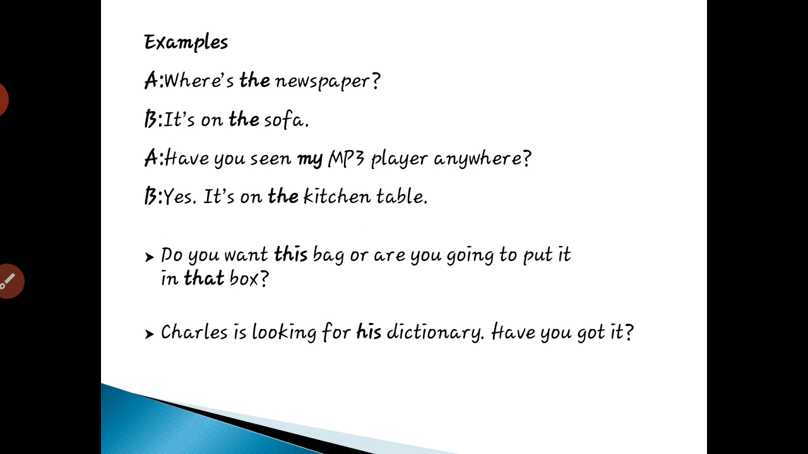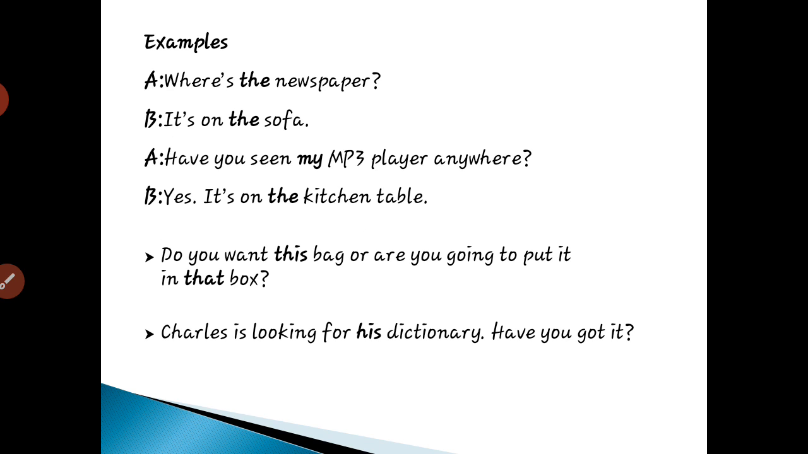It's on the kitchen table. So here once again, the is a determiner. Why? Because it is an article and it is before the kitchen, and we are talking about that specific kitchen table.